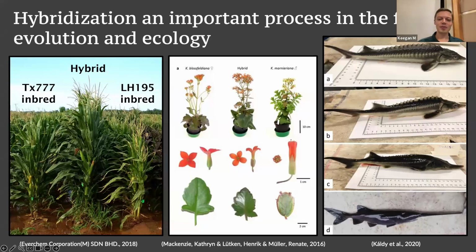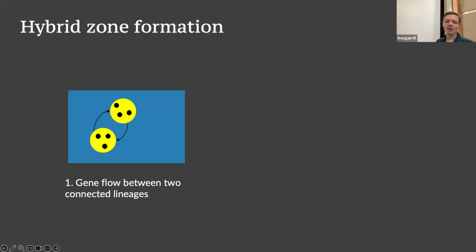And so now we have some background on hybridization. I want to tell you about hybrid zone formation and processes. So first, before a hybrid zone can form, there is uninterrupted gene flow between two groups. And here they're represented as two lineages, each with three individuals. And also a hybrid zone is an area where hybridization simply occurs between two groups.